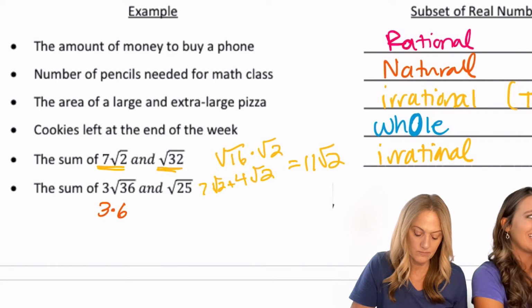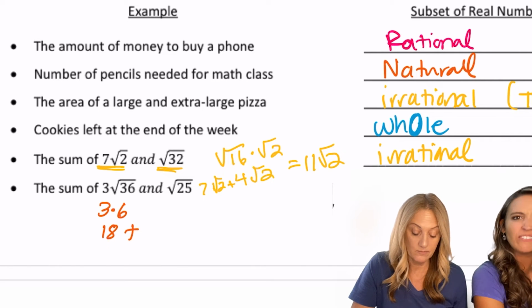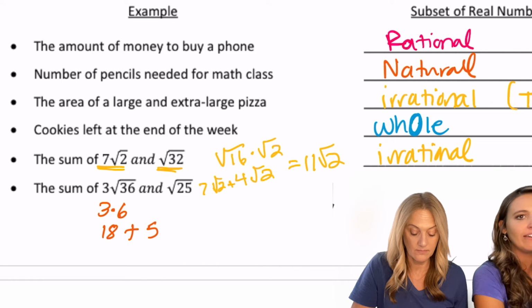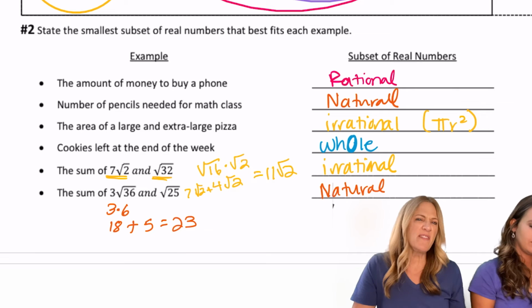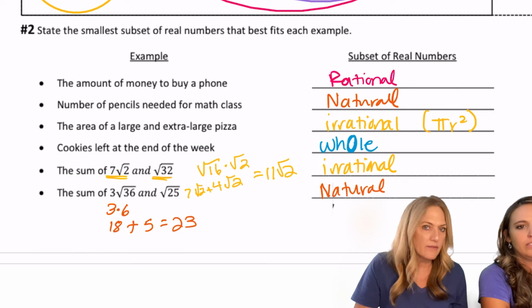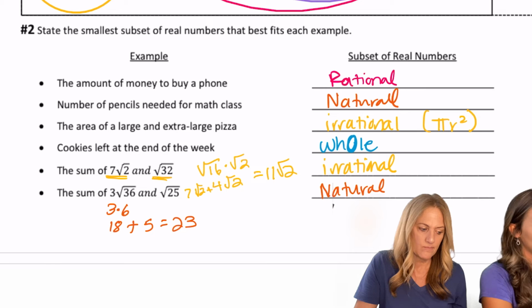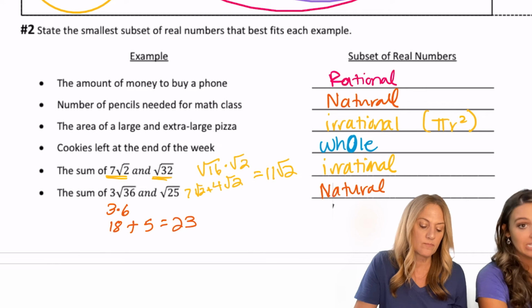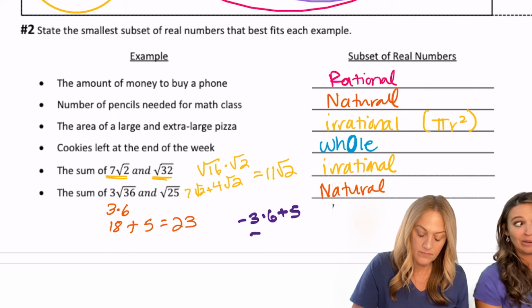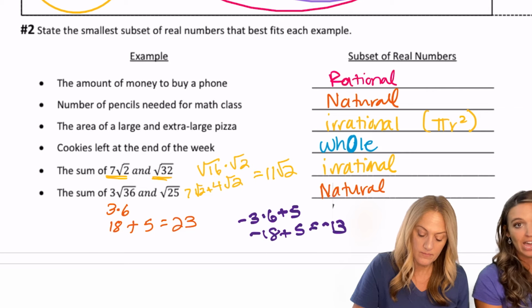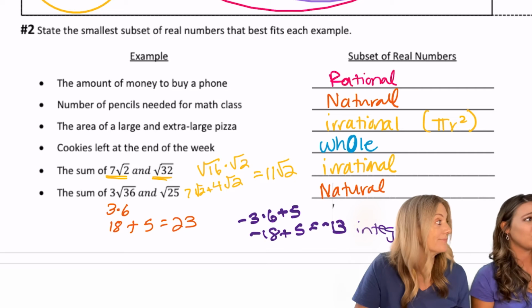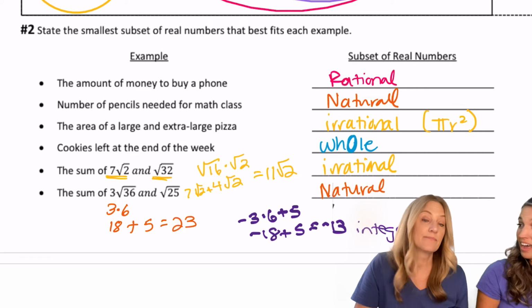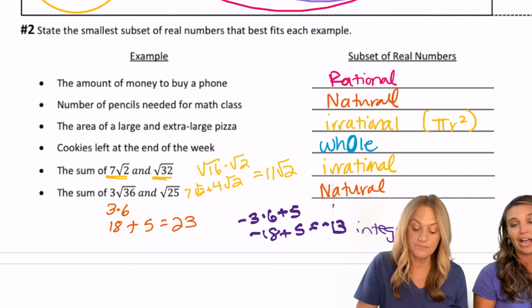So 3 times 6, that's 18, plus root 25 is 5. 18 plus 5, 23. Oh my goodness, it's natural. What would have happened if that 3 had been negative? Well, then I would have negative 3 times root 36, so 6. So negative 18 plus root 25, which is 5. I'm going to get negative 13, so I get an integer. Wow, so just because it has a radical in it does not mean it's automatically irrational.